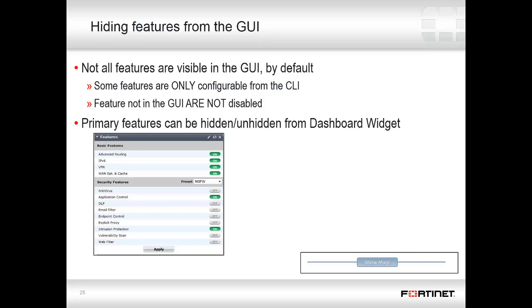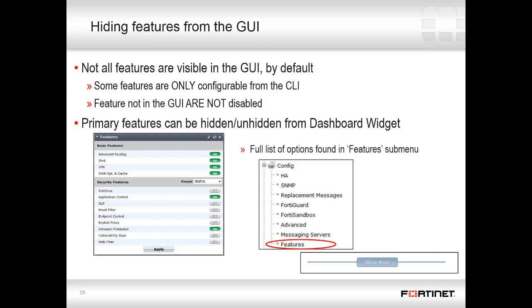The primary features you can hide and unhide using the Features widget on the dashboard. This allows you to have the FortiGate act as a firewall in one of several different configurations. The widget only shows the primary features that can be hidden. For a full list of features that can be hidden and unhidden from the GUI, you'll need to go into the Features menu and click Show More.